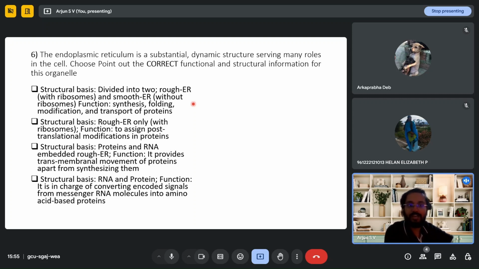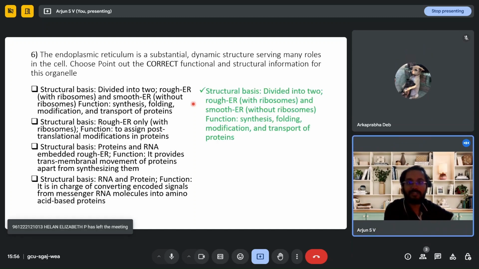The rough one will have ribosomes on top of them to produce proteins for protein synthesis, and the smooth endoplasmic reticulum will be smooth and will not possess ribosomes, and those are mostly used for lipid synthesis. So option 1 is the correct option, where the structural basis is divided into two, rough ER with ribosomes and smooth ER without ribosomes. And the function is synthesis, folding, modification, and transport of proteins.